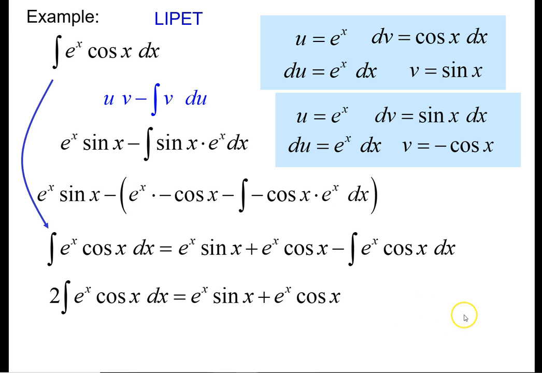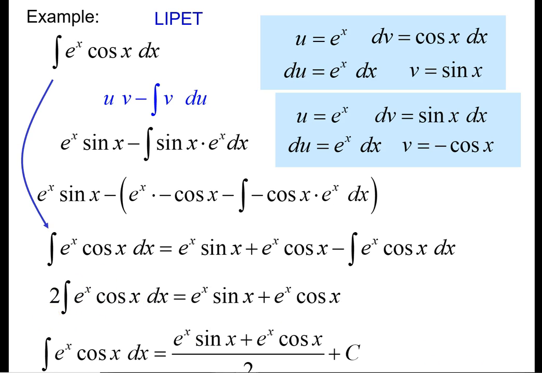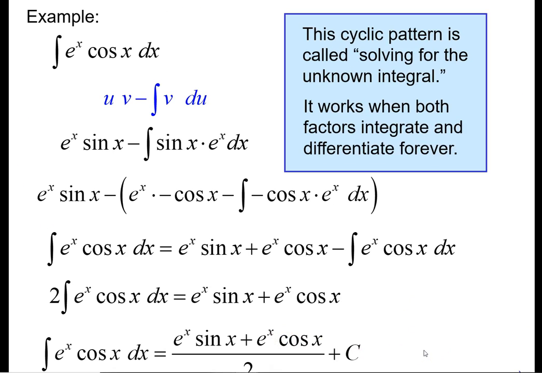So that gives me 2 of those integrands, e to the x cosine x. So I'm trying to solve for the integral of e to the x cosine x, so I just need to isolate this by dividing by 2. And so there's my antiderivative. Sorry, that's kind of hard to see. There's my antiderivative: e to the x sine x plus e to the x cosine x, all over 2, plus c.